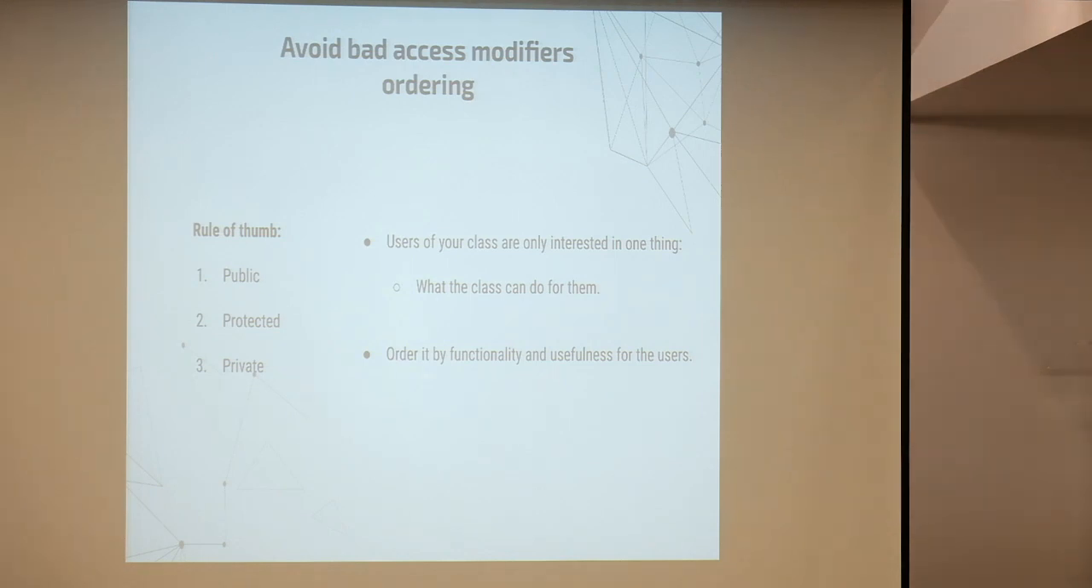Access modifiers, we all know them: public, protected, and private. In some code bases, I've seen that some people prefer to use private first, then public, then protected, or public, protected, private, and everybody has an opinion on this. From my understanding, when you are writing a library or a class, the user is interested in mainly one thing: what your class provides to them. So I think you should order them by public, then protected, then private. Try to order them by functionality to the end user, because they don't care what the private stuff is, they will never use it. Protected, well, if it's derived from your class, sure, but most importantly, all the public data is what's really useful for the end user of your class.